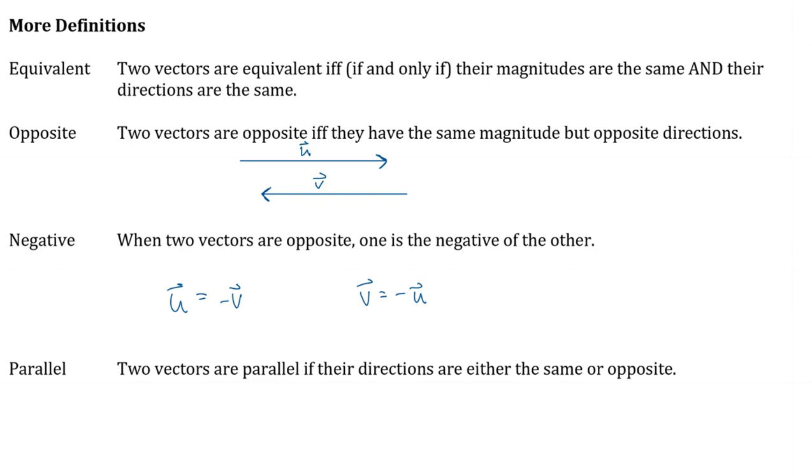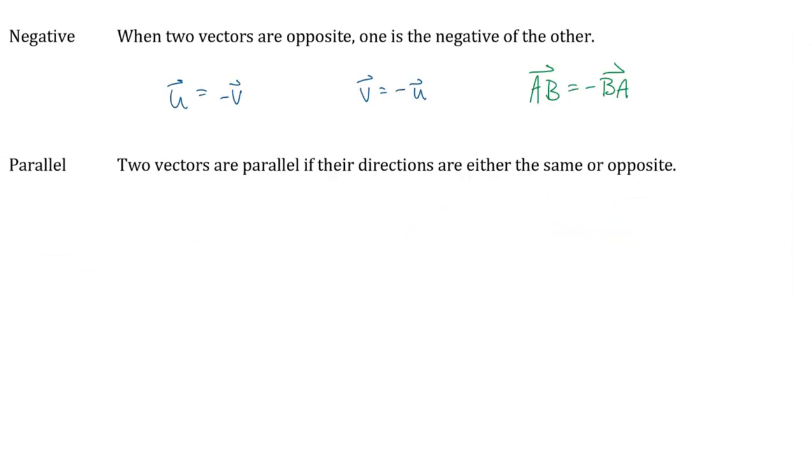And like I said before, vector AB is equal to negative vector BA, because they're going between the same two points, so they have to have the same magnitude, but they're in opposite directions, so one is the negative of the other. And as you would expect, two vectors are parallel if the directions are either the same or opposite, right? So because we're talking about two-space, I can have vectors that are going in every direction.